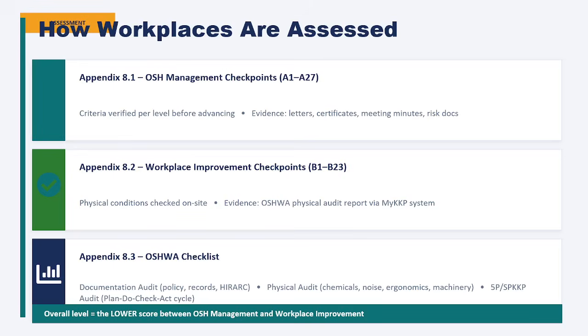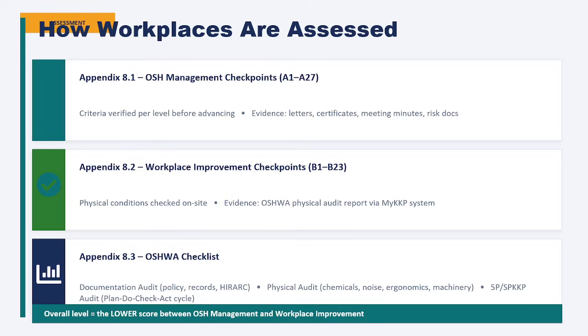For example, checkpoint A11, has risk assessment been conducted, requires the actual HIRARC documents for all work activities as evidence. Appendix 8.2, Workplace Improvement Checkpoints. These are the physical side criteria. Checkpoints like, are there adequate PPE provided? Is there a chemical storage area? Are there warning signs displayed? Evidence is the OSHWA physical audit report generated through the MyKKP online system.